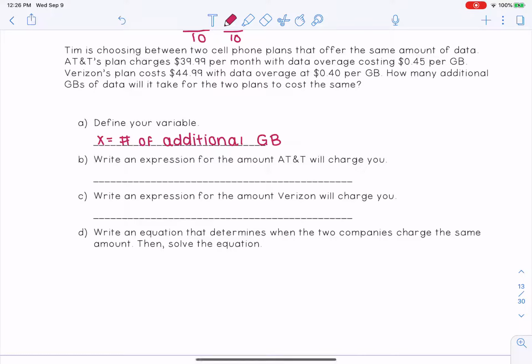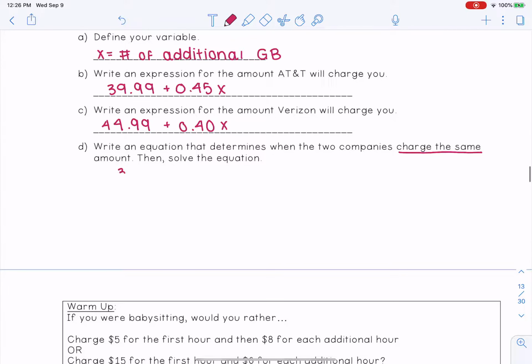Now let's figure out how much AT&T charges us. They're going to charge us $39.99 in a month plus 45 cents per gigabyte, or per x. Verizon charges us $44.99 plus 40 cents per gigabyte. And we want to know when they charge the same amount. So if we want to know when they're equal, let's set them equal to each other. $39.99 plus 0.45x equals $44.99 plus 0.40x. Now let's solve.